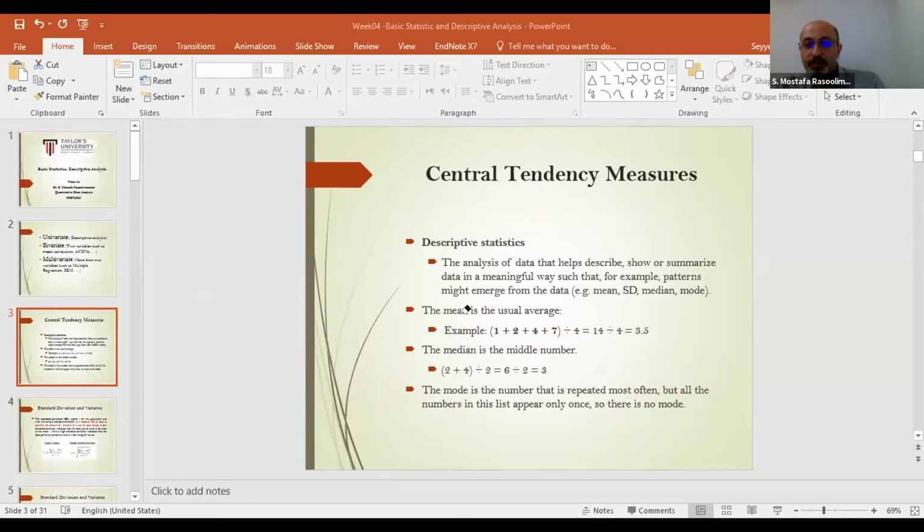So these are the 3 basic central tendency parameters that can give an overview or understanding of our variable, our respondents, and the data set.